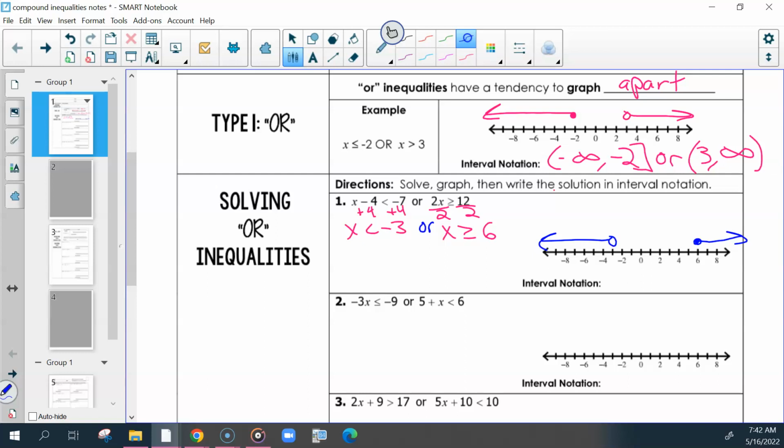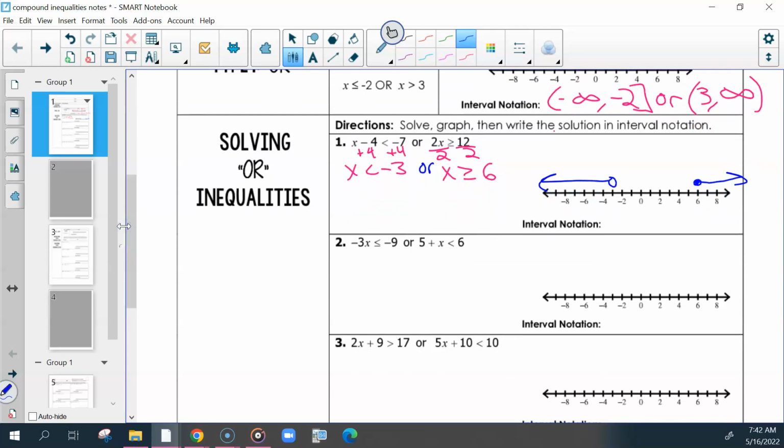And when we start writing this interval notation, where would this start? Where does this keep going to? It keeps going to the left. -infinity, and that would be a parenthesis. -infinity to what? -3, parenthesis or bracket? Parentheses. And then or, it starts at 6. Is that a parenthesis or a bracket? Bracket. And then to infinity.